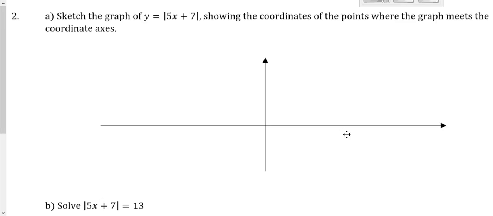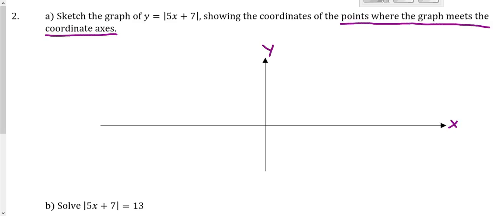Looking at number 2, we have to sketch the graph of y equals the absolute value of 5x plus 7, showing the coordinates of the points where the graph meets the coordinate axes. So this is the x-axis, this is the y-axis, so we just need to make sure and document where it crosses those. With an absolute value, we have a couple steps to follow.